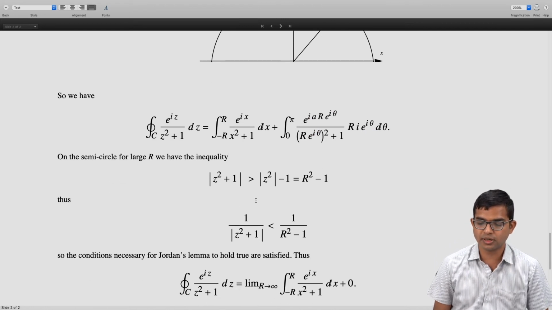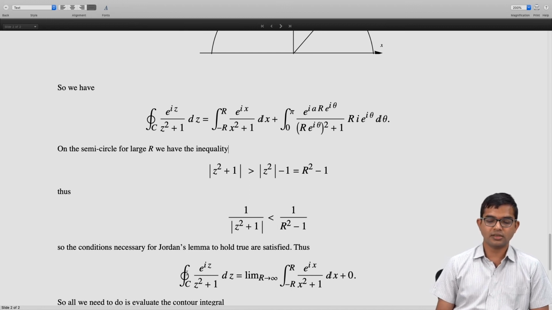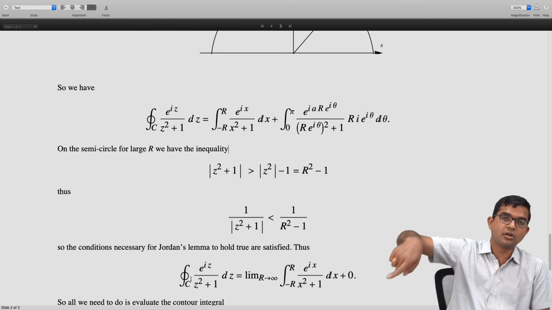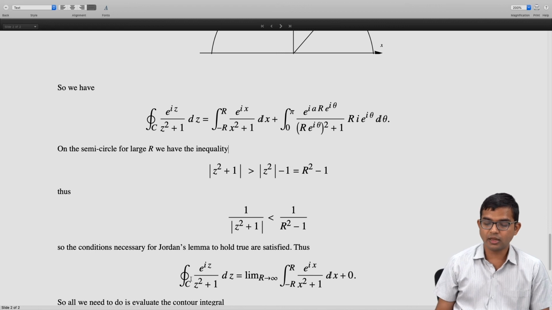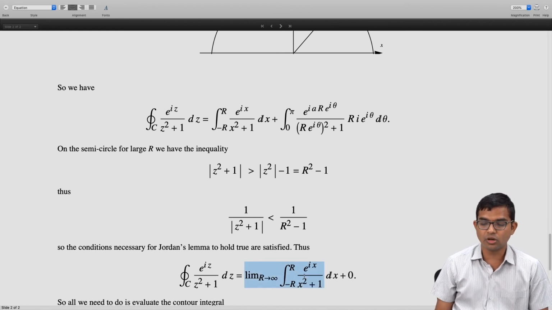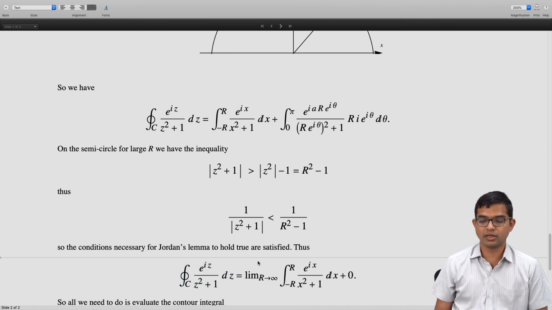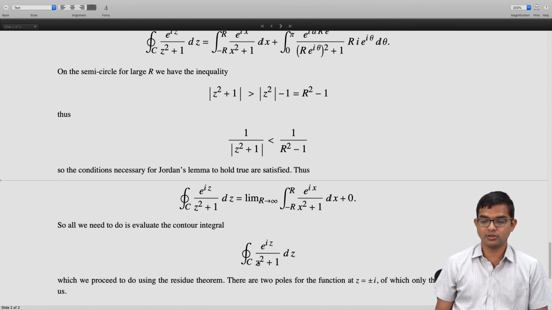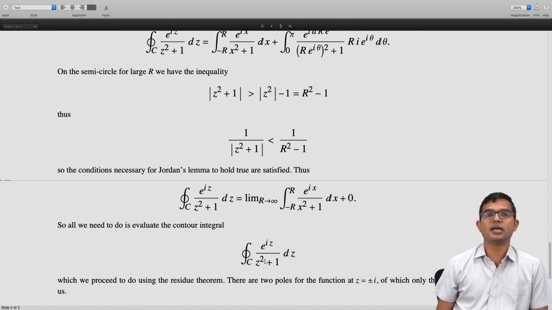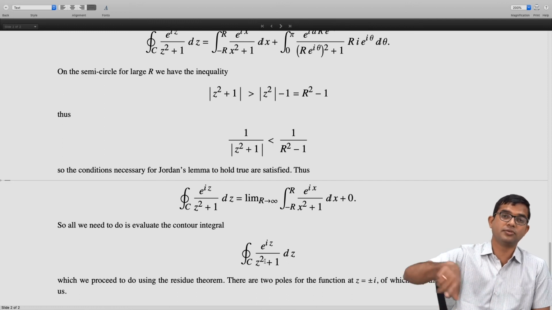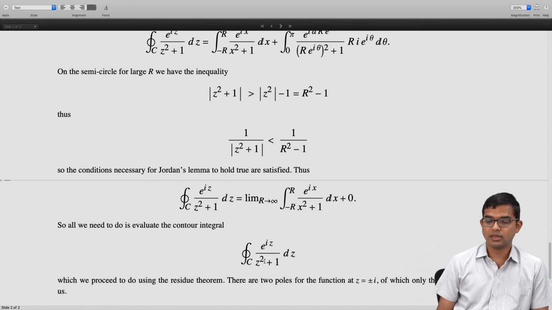We invoke Jordan's lemma, and then we have the result that this contour integral over this entire closed region is actually nothing but equal to the integral that we are interested in. So all we have to do is work out this contour integral. But we know how to work out this contour integral because we can use the residue theorem. So the residue theorem tells us to find all the poles. There are 2 poles for this function. One of them is at plus i and the other is at minus i. And the one at minus i is not within your region of interest. It's only plus i that counts.